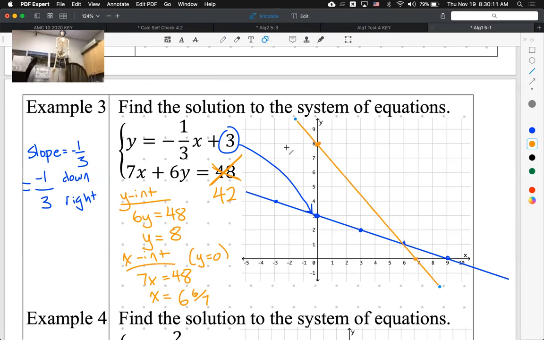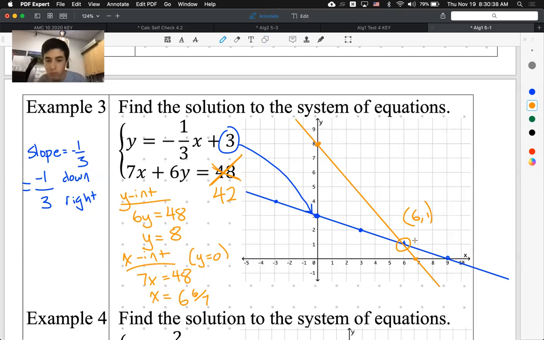Oh, but it looks like there is an answer. I believe 6,1 works for both of those. Does that actually work? 6,1. So if I plug in 1 for y and 6 for x, 6 times 7 is 42. Oh yeah, that is a solution though. It's weird that I gave you such a weird problem. But yeah, the solution is 6,1.